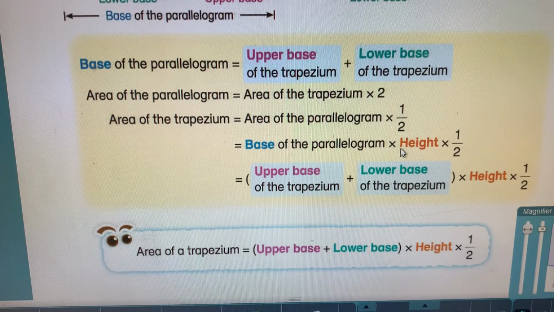This concept is the same as how to find the area of a triangle, right? We first find the area of a parallelogram. You can easily find it by dividing by 2, depending on whether you cut it into two triangles, or cut it into two trapeziums with the same size and shape.